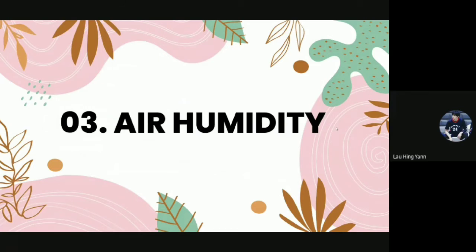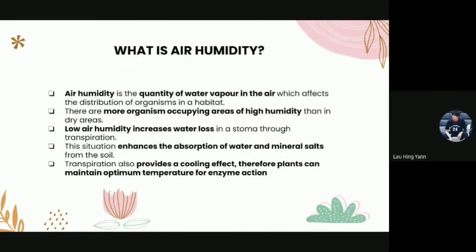Next, I will explain the last abiotic component, which is air humidity. What is air humidity? Air humidity is the quantity of water vapor in the air which will affect the distribution of organisms in a habitat. There are more organisms occupying areas of high humidity than in dry areas.